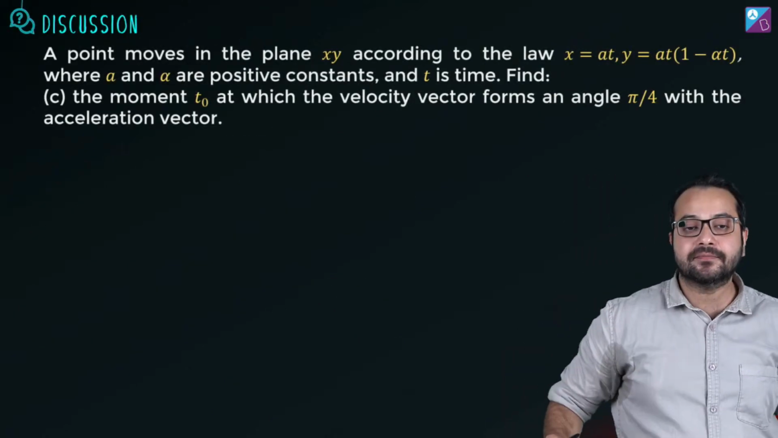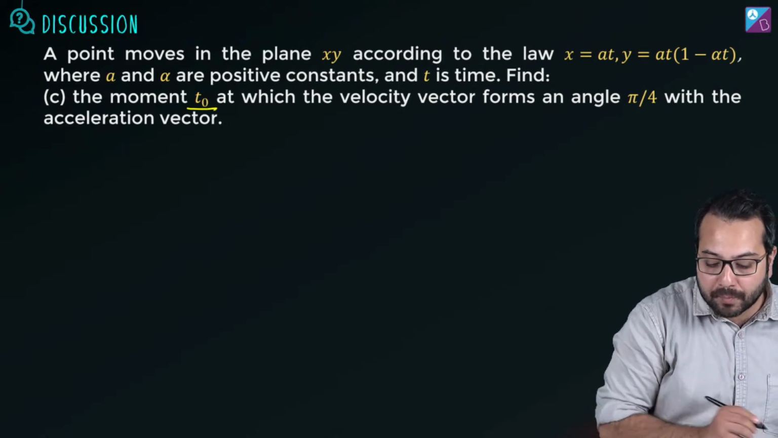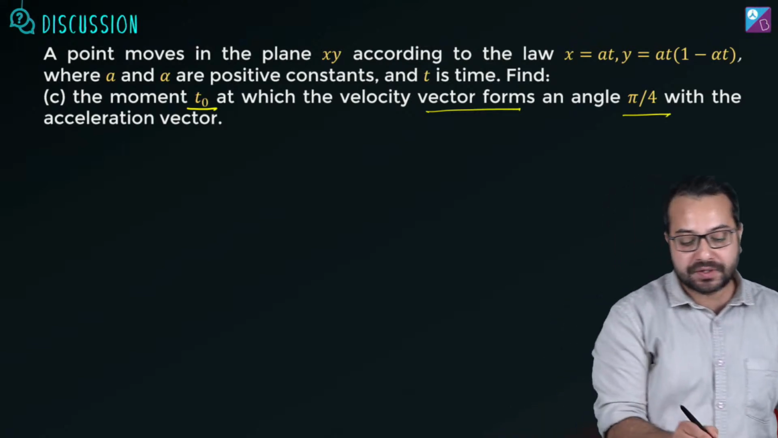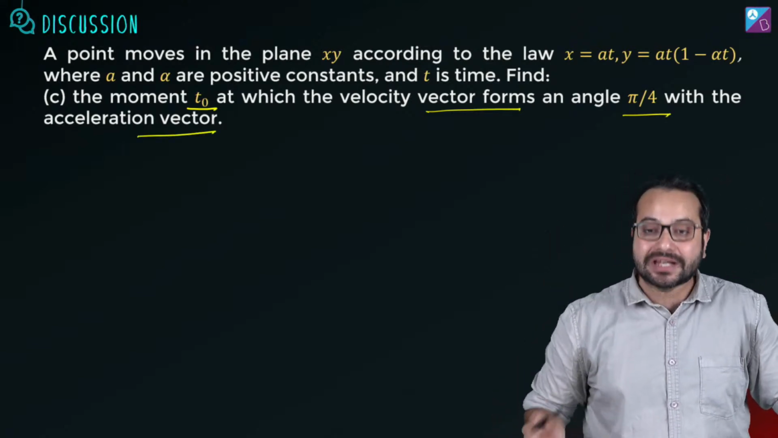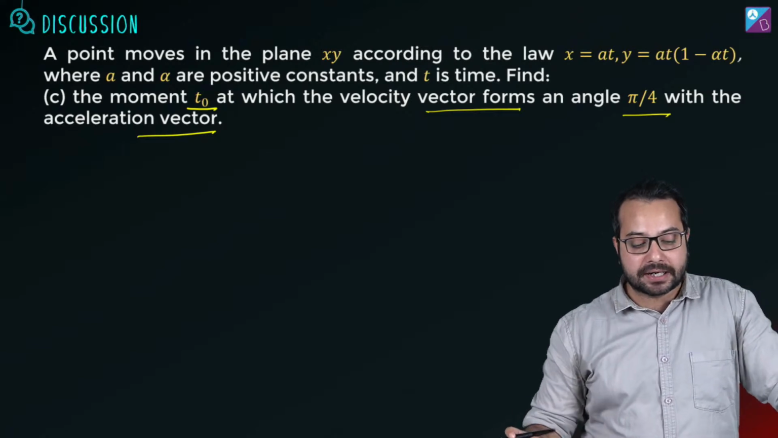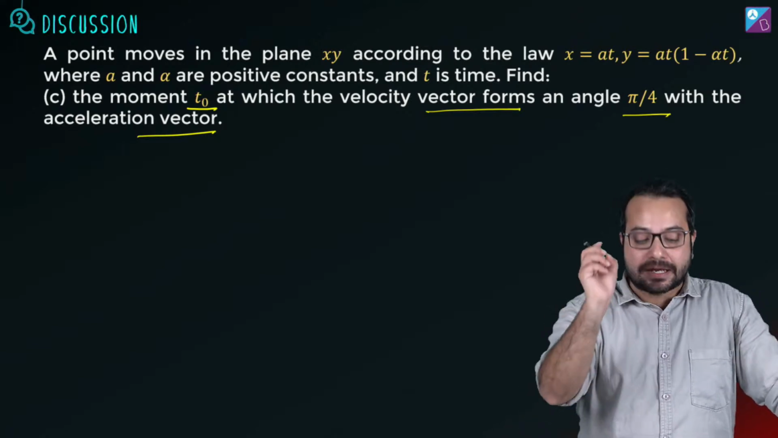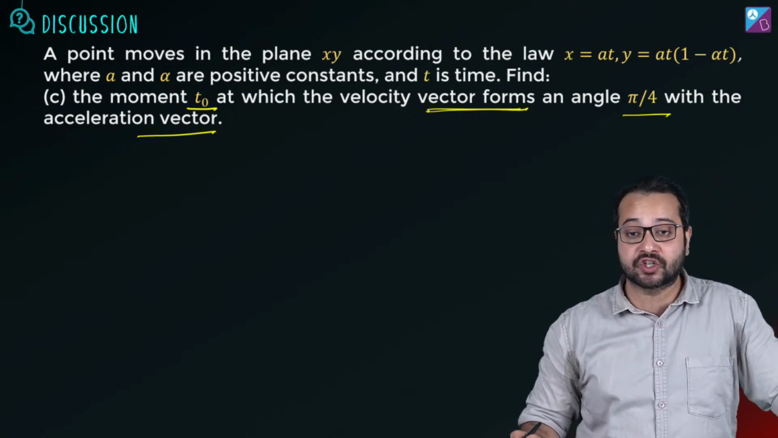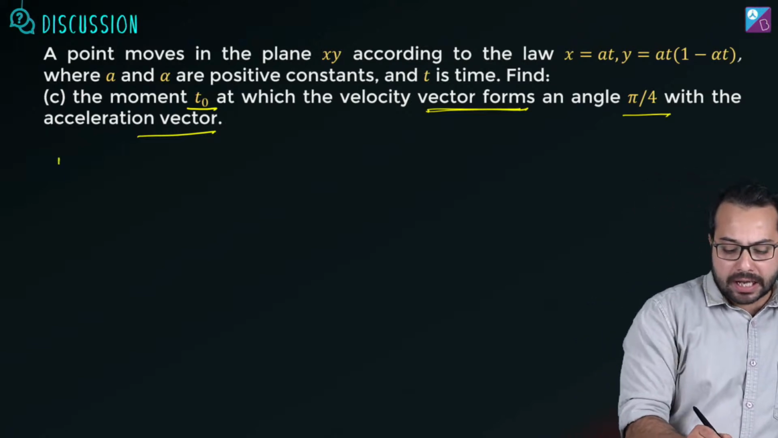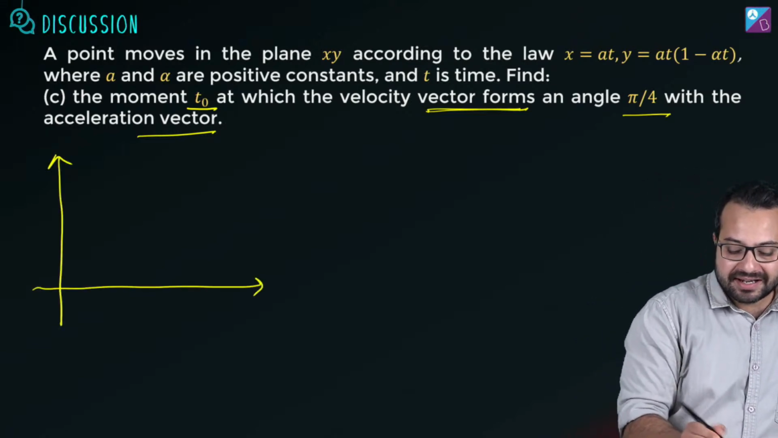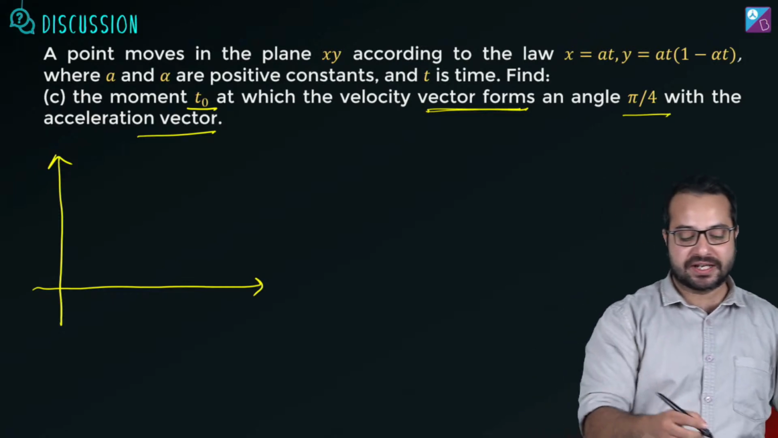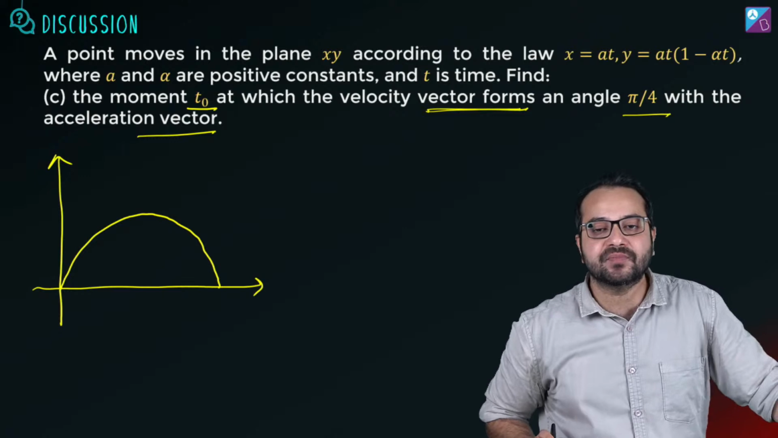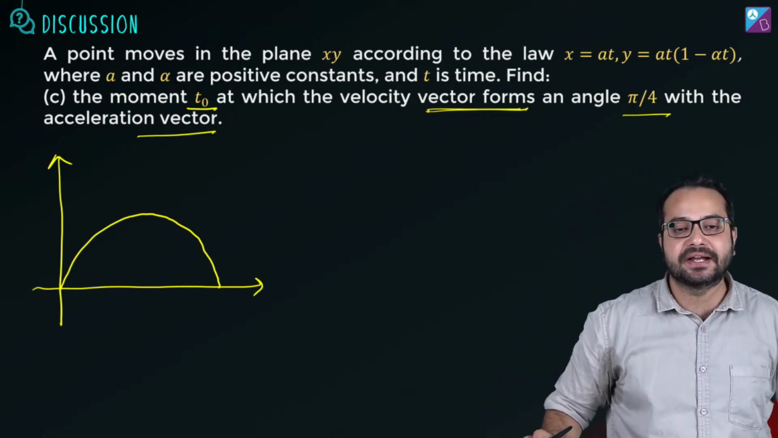Now what is part C? The part C is the moment t naught at which the velocity forms an angle pi by 4 with the acceleration vector. Now think about this. We need to find out the time at which the velocity vector forms an angle pi by 4 with the acceleration vector. So now we know what is the trajectory. It is exactly like projectile motion, isn't it? Okay. There is no acceleration in the x direction. There is only acceleration in the y direction.